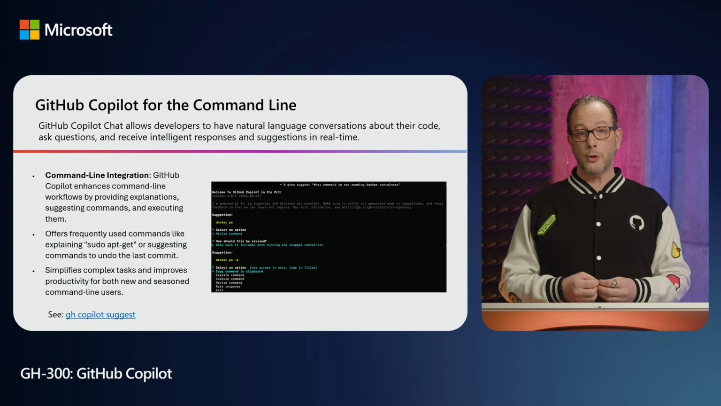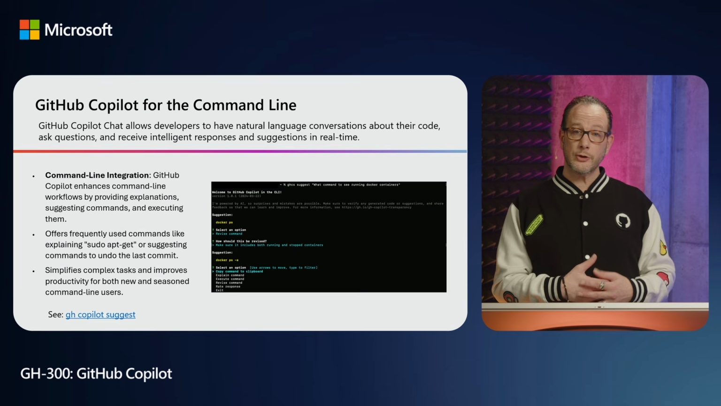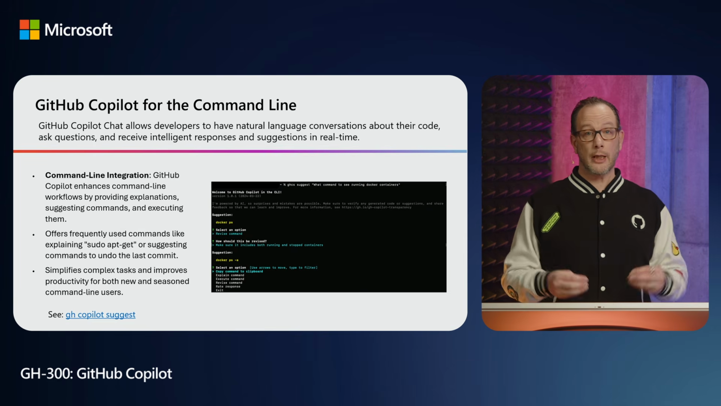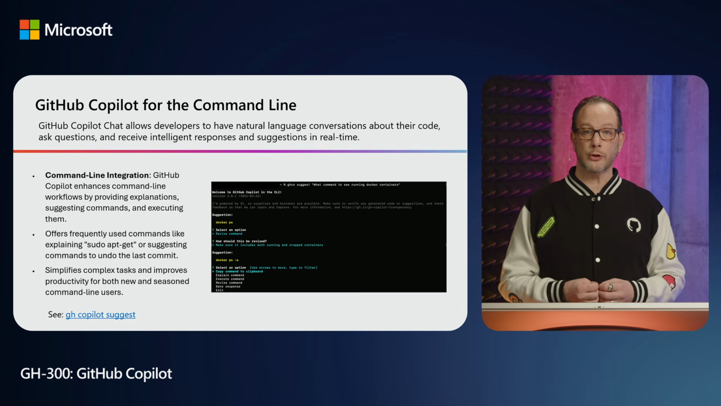Another command line integration is using GitHub Copilot CLI. By simplifying command line interactions, Copilot makes powerful CLI tools more approachable for beginners while speeding up workflows for more experienced users. The result is again fewer interruptions and getting more confidence while working in terminal-centric environments.